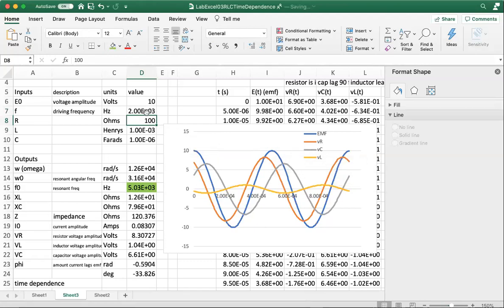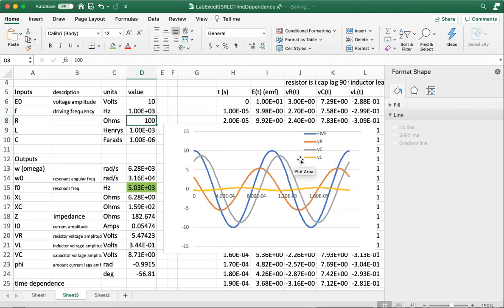VC. We should be converging on a capacitor. Let's keep going. I want to go to 1,000. There we go. We can see the capacitor is starting to converge on the blue curve. The gray and the blue are becoming the same as we're in the capacitive regime. So the inductor, which is the yellow curve, has no voltage over it, because its inductive reactance is too small.